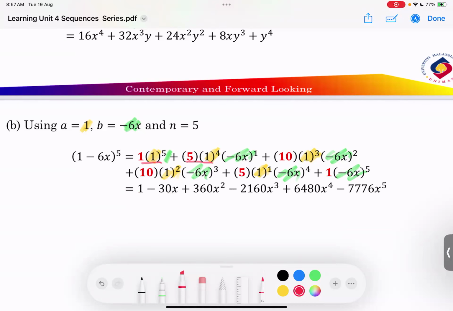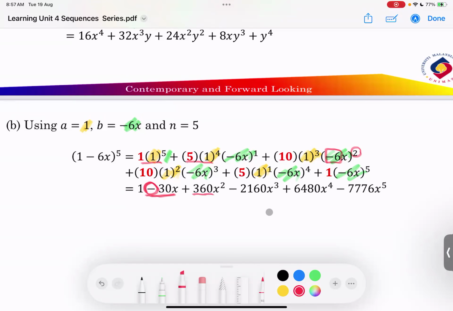When you do this working, be extra careful, especially with the negative sign. And then this one is 10 times negative 6 to the power of 2. So negative 36, positive 36, sorry, positive 36 times 10 becomes positive 360. Be extra careful here also, because negative 6 to the power of 2 becomes positive 36, times 10 becomes 360.